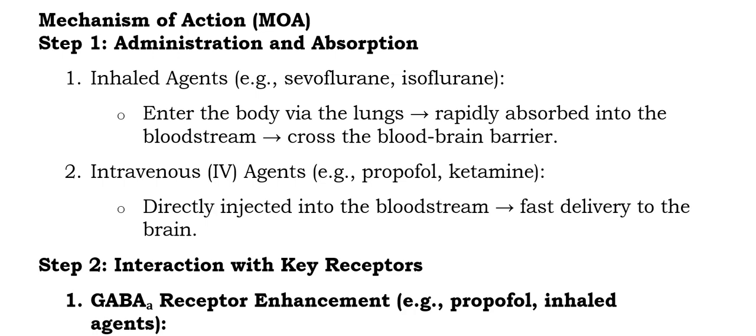Inhaled agents go into the lungs, quickly get picked up by the blood, and cross that blood-brain barrier to act on the CNS. IV agents like propofol or ketamine are injected straight into the bloodstream, so they get to the brain extremely fast. Route matters for onset speeds. Right. Direct injection equals faster start. What's step 2? Step 2 is where the drugs interact with key targets in the brain.